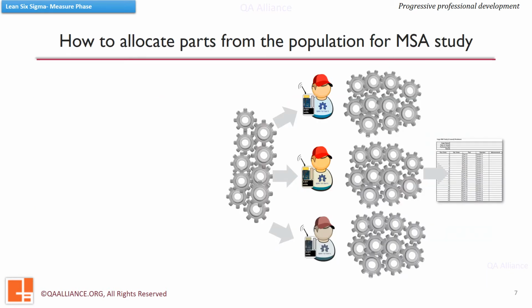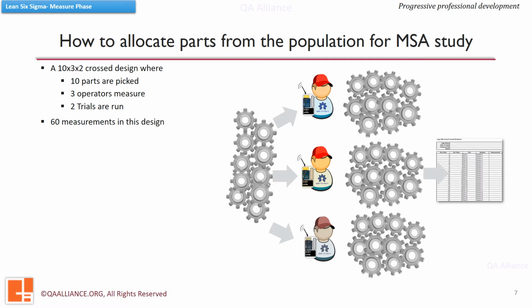So, as we just saw, the first step is to allocate parts for MSA. Let us see now how we can do that. As we know, the MSA study is designed in crossed or nested way. We will learn about a 10 by 3 by 2 cross-design, where we'll pick 10 parts from the population. 3 operators will measure them, and for each part 2 trials are run. In total, 60 measurements are taken in this design.